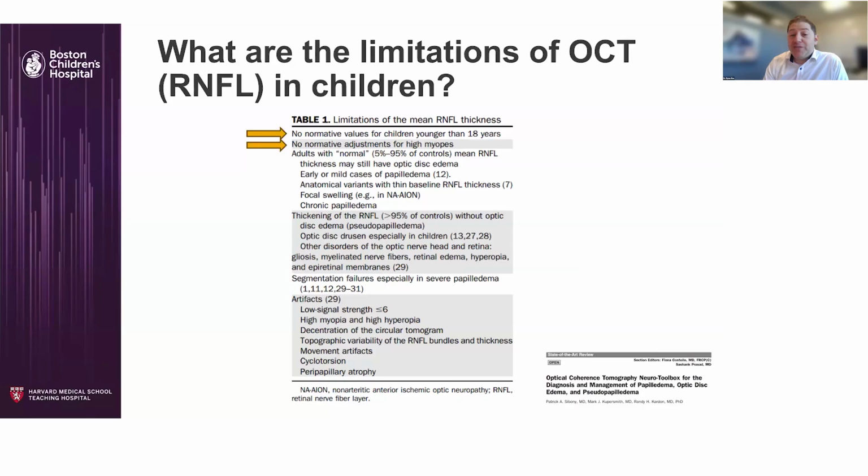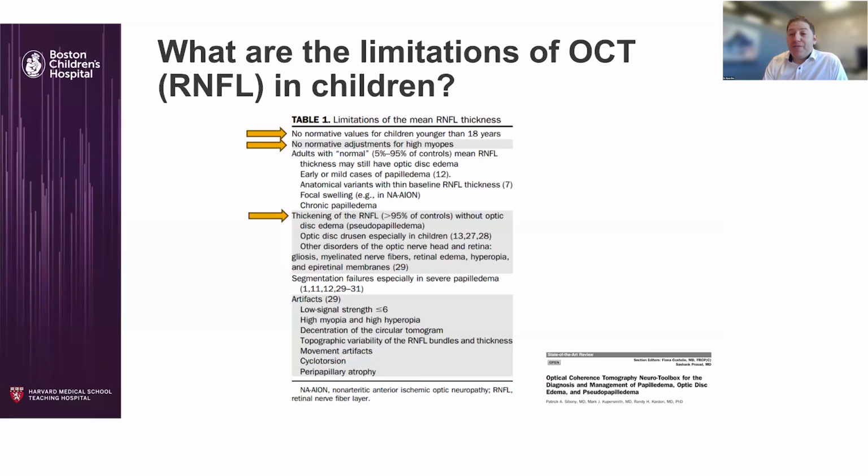There are no normative adjustments for high myopes, and I would argue that they should have put high hyperopes on here too, as a lot of the children that we see can be highly hyperopic, especially when there's a question of papilledema versus pseudopapilledema. And so that can be an issue, and definitely spherical equivalent can affect OCT readings.